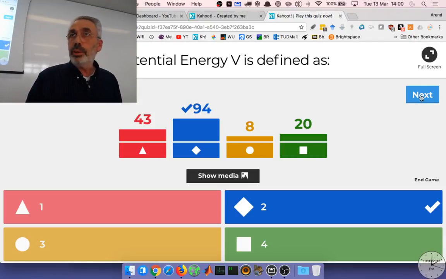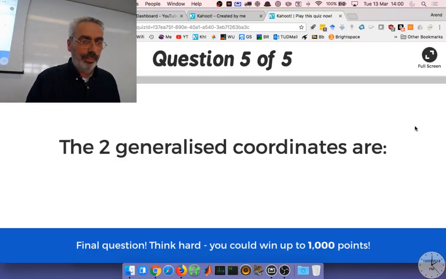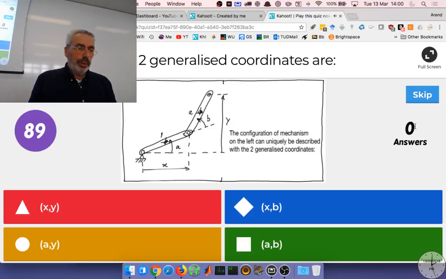Okay, ready for the last question? Good. So this is really today's topic, generalized coordinates.